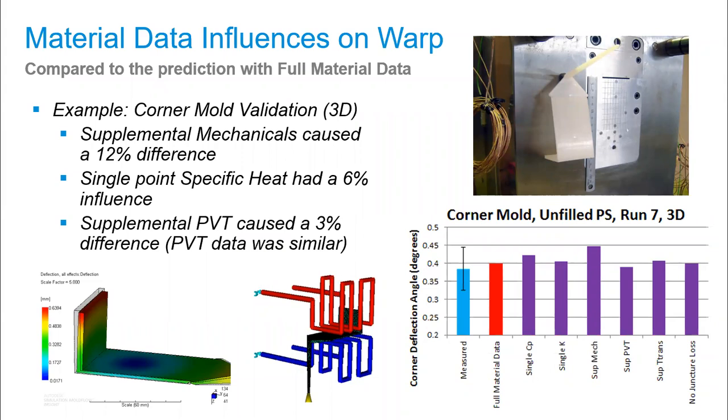Yeah, and I think something else we should take a look at, speaking of warpage, is we talked about a lot of these different material properties that we have and measured, multi-point data versus single data. So we see a study here that was done with what we lovingly call our corner mold die. Essentially it's a flat plate that's bent, it goes 90 degrees into the tool, and then we eject that out.